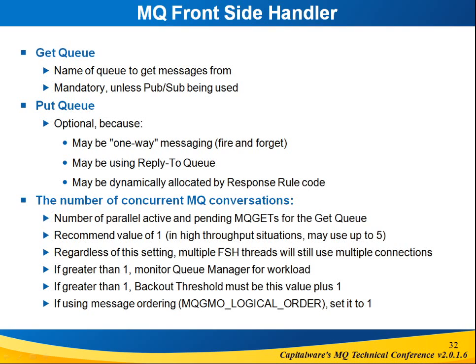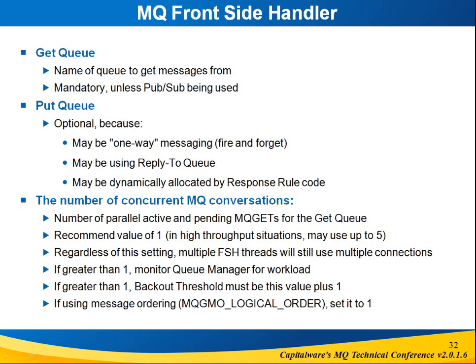The put queue is optional because there are several different reasons why. Firstly, you might be using what's called one-way messaging. In other words, fire and forget. You are getting a message from a queue using the get queue, passing it through a request rule, throwing it out the back end to some back-end server, and that's it, you forget all about it. There's no expectation of a reply, there is no response coming back from the back-end server to be handled, so there's no need for a reply queue. That's one reason why you might not need a put queue.